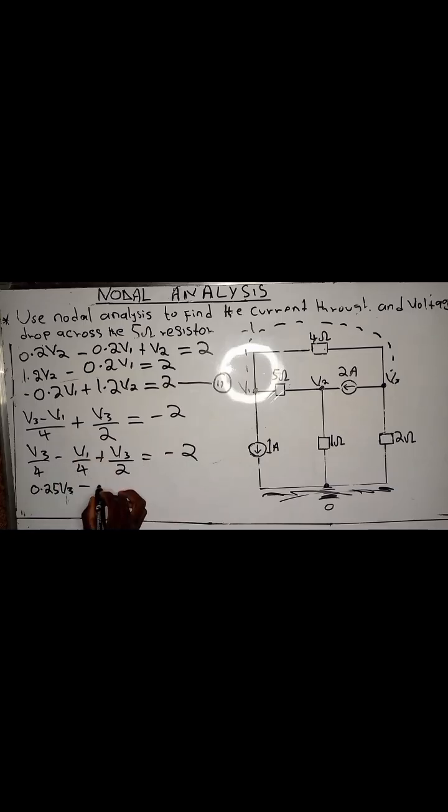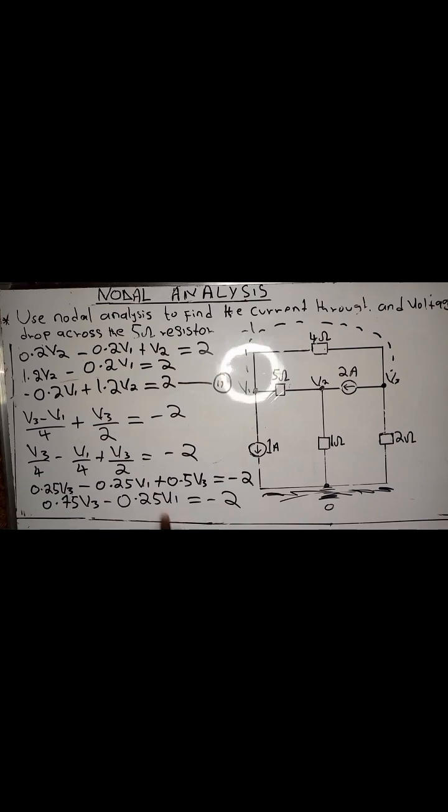Therefore, minus 1 over 4, 0.25 V1 plus 1 over 2, which is the same thing as 0.5 V3, which is equal to minus 2. I hope you get it. So I have to add the like terms, V3 and V3, so I will end up with 0.75 V3, and therefore this plus this minus 0.25 V1, which is equal to minus 2.